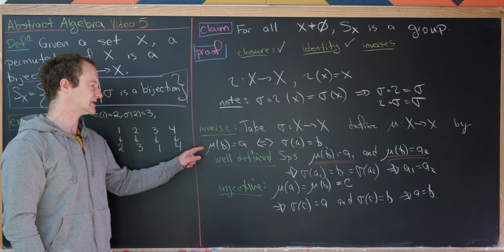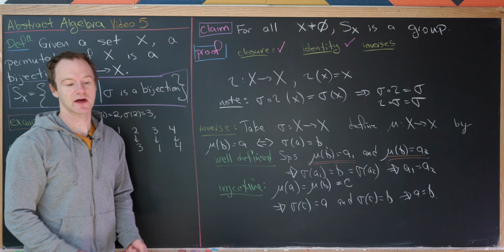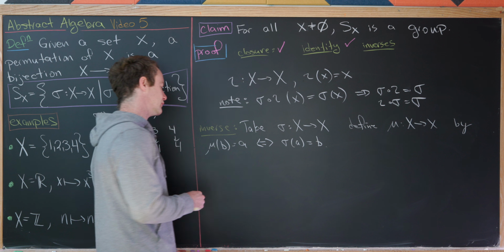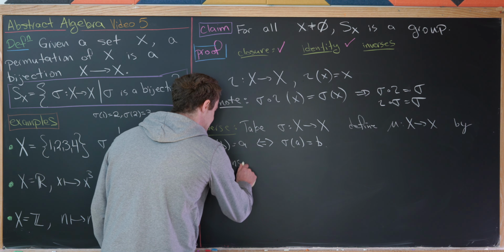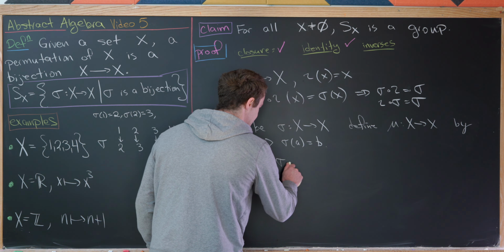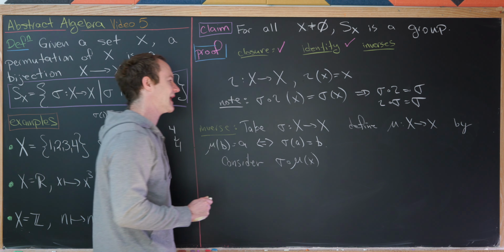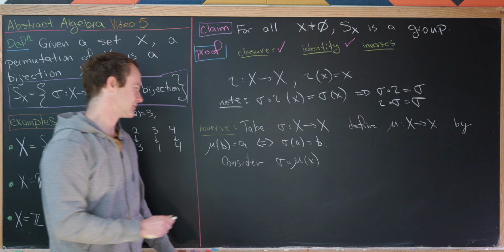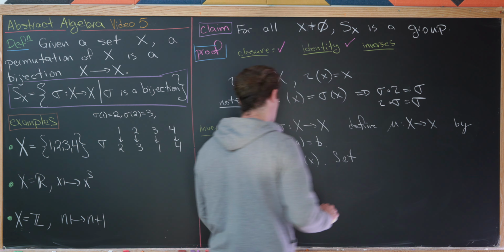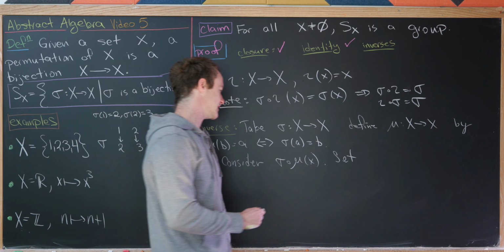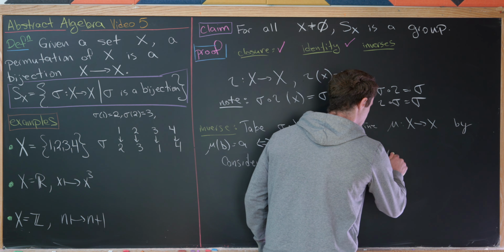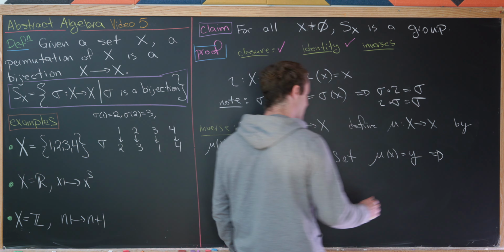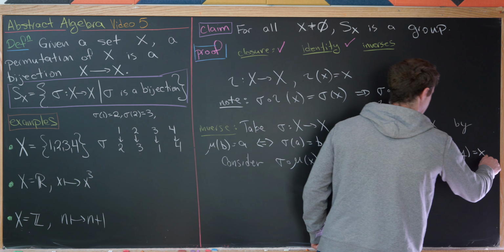And what's left to show is that we actually compose to the identity. So now we need to show that sigma and mu compose to the identity in both orders, if you will. So let's do that by considering the following object: sigma composed with mu evaluated at little x, where little x is something arbitrary inside of big X. Let's introduce a little bit more notation to take advantage of this line right here. So let's set mu of x equal to y. But notice that's equivalent to saying that sigma of y is equal to x.